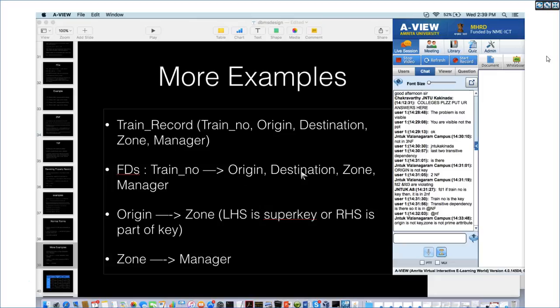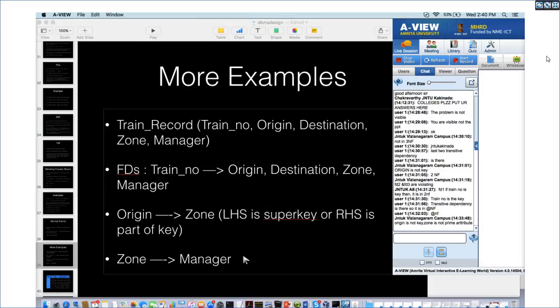This one will not satisfy. Both origin and zone are not prime attributes, so this will satisfy the 2NF. Now zone and manager, if you take this dependency, again this will violate in the same way as origin and zone. It violates the requirement for 3NF because zone is not a super key for this relationship, or manager is not part of a key. So this also violates 3NF and obviously violates the BCNF also.